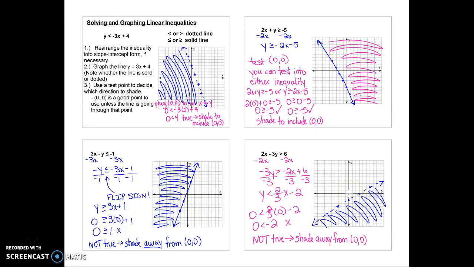Plug it in. We get 0 is less than -2, okay? Which is not true. 0 is not smaller than -2. 0 is bigger. So my test point was false, which means I shade on the other side of my line. So I'm shading underneath of the line this time. Okay, that's it for your notes. This is concept number 3, which is solving and graphing linear inequalities.